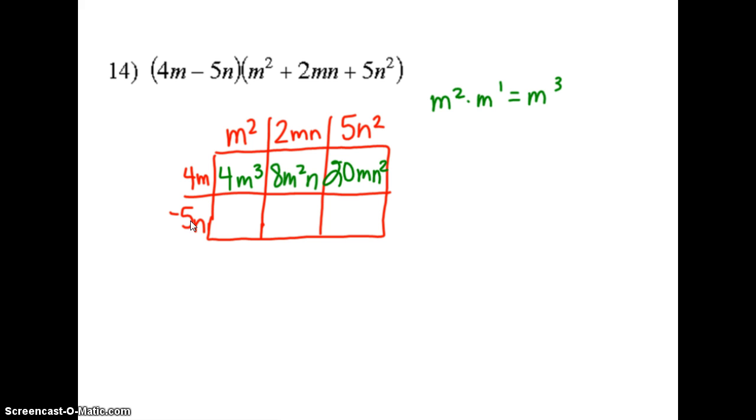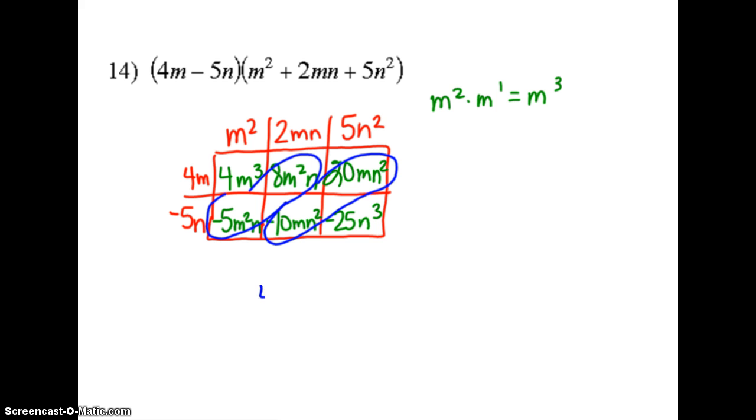Alright, last row. Negative 5n times 5m is negative 5m squared n. Negative 5n times 2mn is negative 10mn squared. There's two n's. N times n is n squared. Okay, do you remember our properties of exponents? Alright, negative 5n times 5n squared is negative 25n cubed. Now if you take a look, I can combine these two, and I can combine these two.